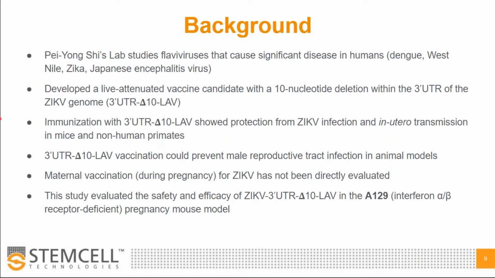The maternal vaccination during pregnancy for Zika virus has not been directly evaluated. So in this current paper, this group sought to study the safety and efficacy of the delta 10 vaccine in the A129 pregnancy mouse model. And these mice are deficient for the interferon alpha beta receptor, and this makes these mice susceptible for Zika virus infection, and they show symptoms of Zika virus disease, which is not observed in wild-type animals.